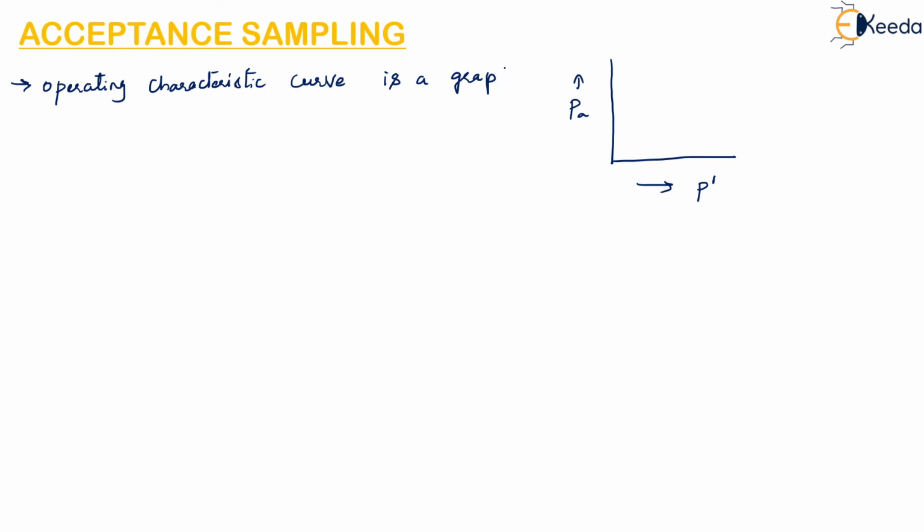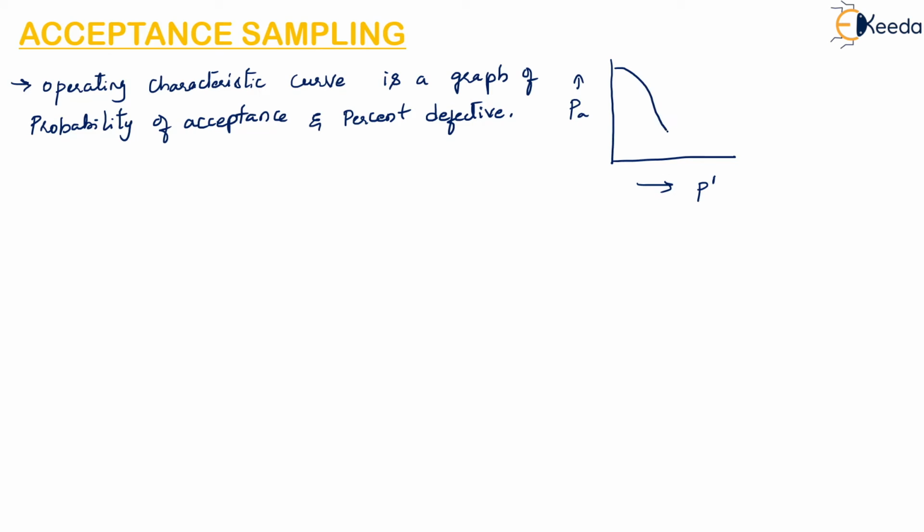So here the operating characteristic curve is in this form. This is the probability of acceptance. This is the percent defective. And the shape of the graph will be something like this.